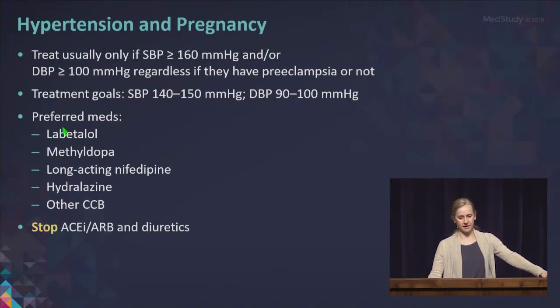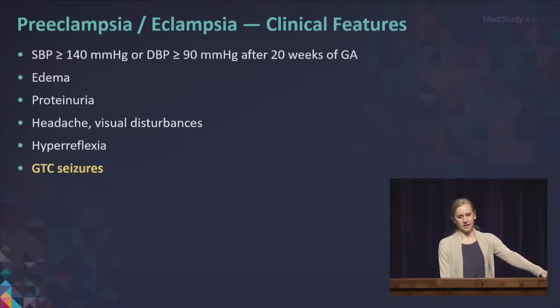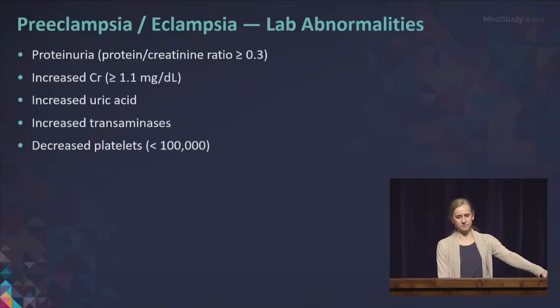And this is the list of meds. So we already mentioned calcium channel blockers and beta blockers. You also have methyl dopa, hydralazine. The main thing is you just don't want ACEs, ARBs, or diuretics. And then this just reminds you of the diagnosis of preeclampsia. So remember, it's proteinuria, edema, hypertension, and headache. And then they develop seizures if it's untreated, which is why we move quickly on that.